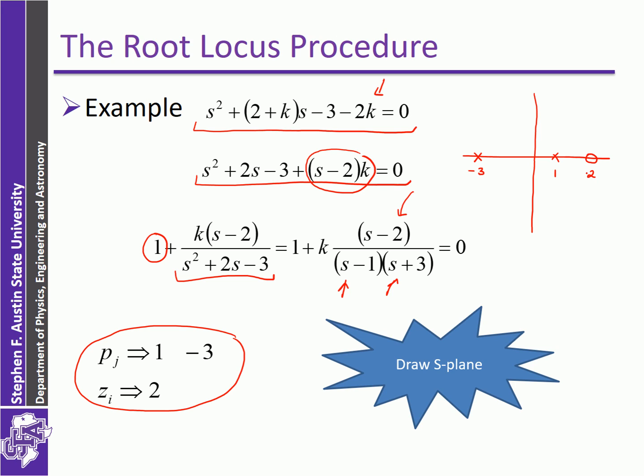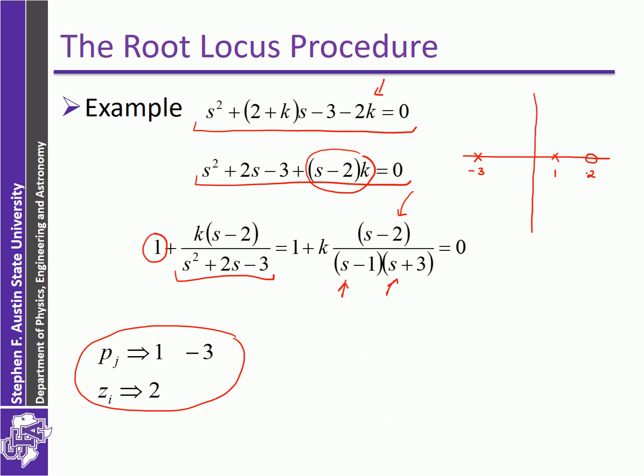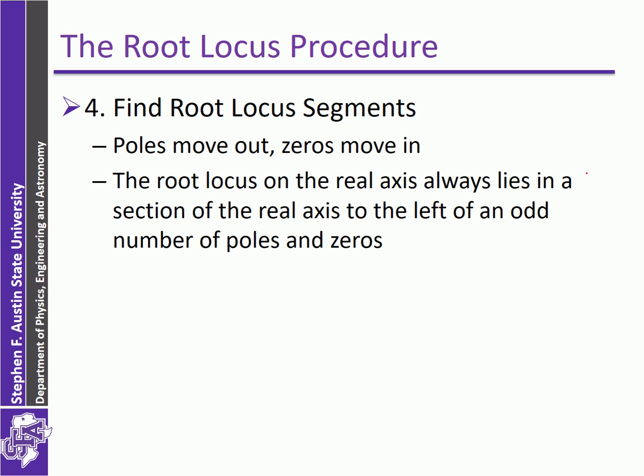So let's go back and summarize the 3 steps. We write our equation in that specific form, we identify the poles and the zeros, and then we draw them on the S-plane. So that's exactly what we did in here. So now let's move into the 4th step. It's what we call finding the root locus segment.